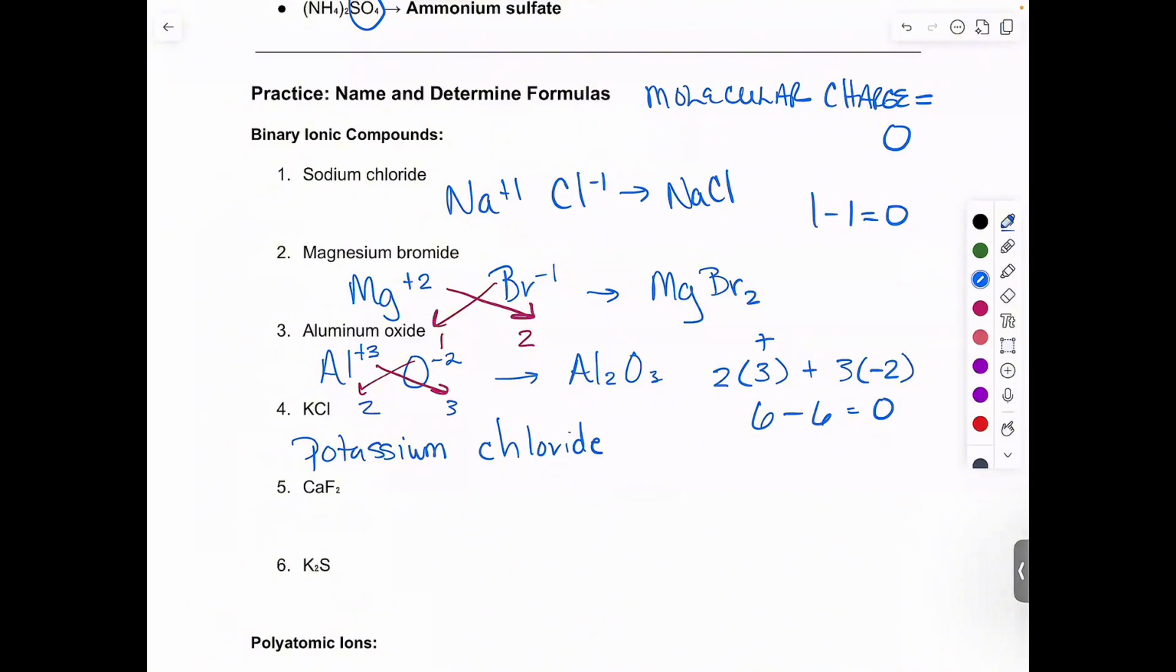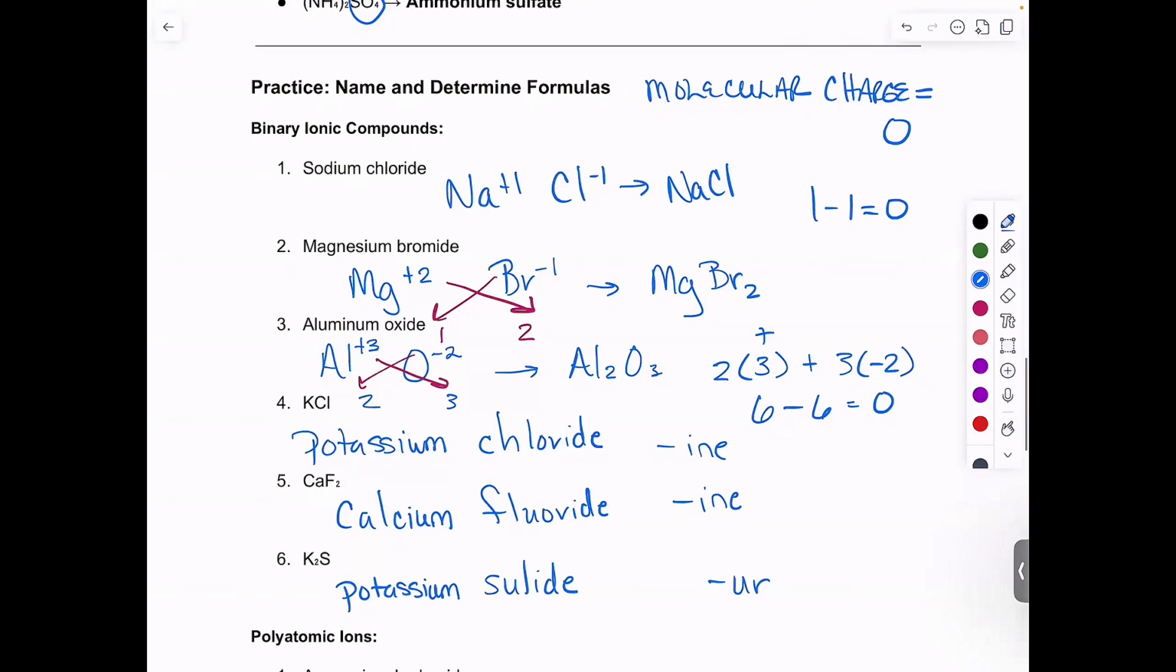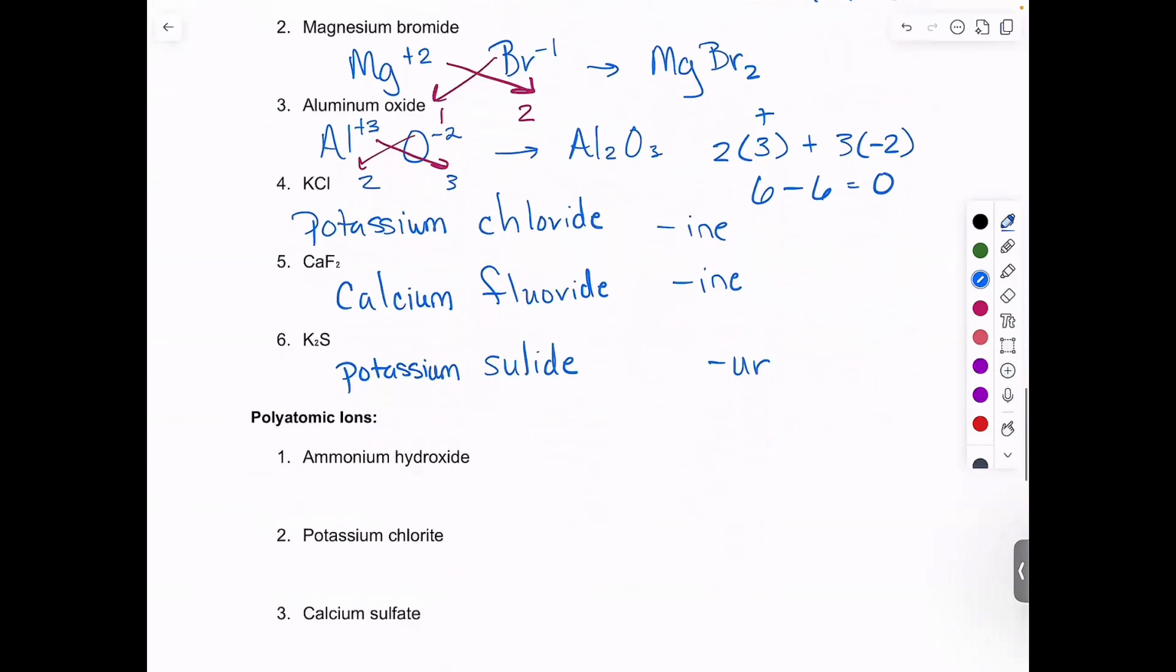We have CaF2. Ca is calcium, that's a group 2 element. And then we'll just need to flip fluorine over to fluoride. So notice ine goes to ide. Last one, we have sulfur hooked up to potassium again. Sulfur, now we're going to change that to ide, sulfide. So we have potassium chloride, calcium fluoride, and potassium sulfide.